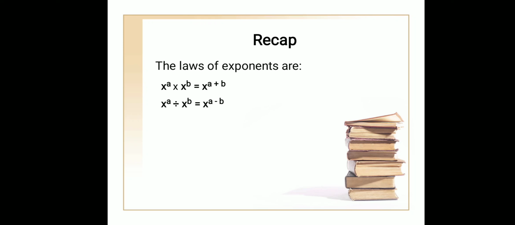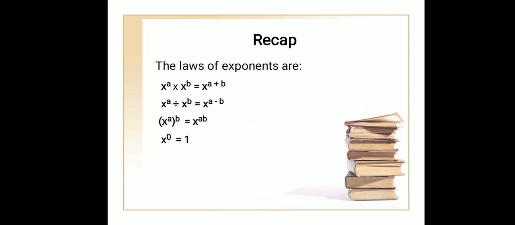X raised to the power of a divided by x raised to the power of b is equal to x raised to the a minus b. Here the condition is that a is obviously greater than b. Now x raised to the power of a, raised to the power of b, is equal to x raised to a multiplied by b, is equal to x raised to a into b.